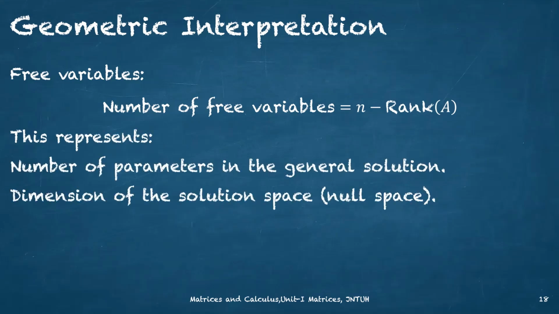Geometric interpretation. Let's now understand the geometric meaning behind the solutions of a homogeneous system. The number of free variables in the system is given by n minus the rank of matrix A. Free variables are those that can take any value, and they represent the number of independent parameters in the general solution. In other words, they tell us how many directions or dimensions the solution can spread out in.